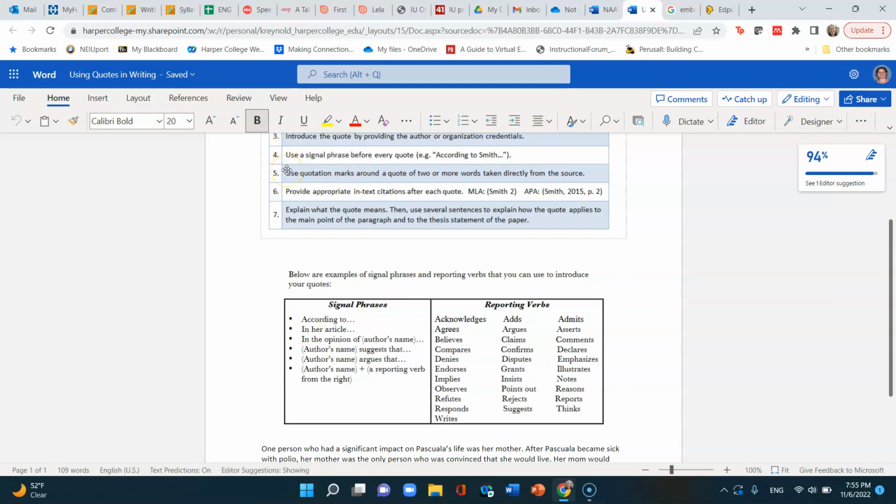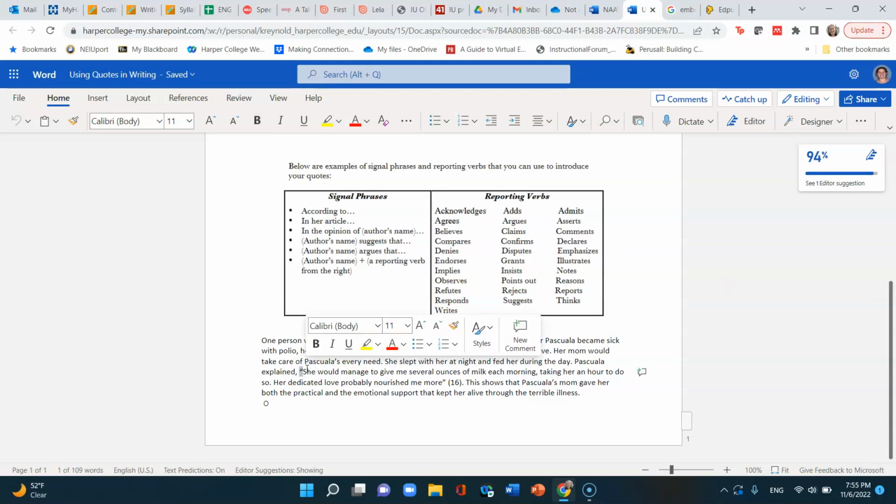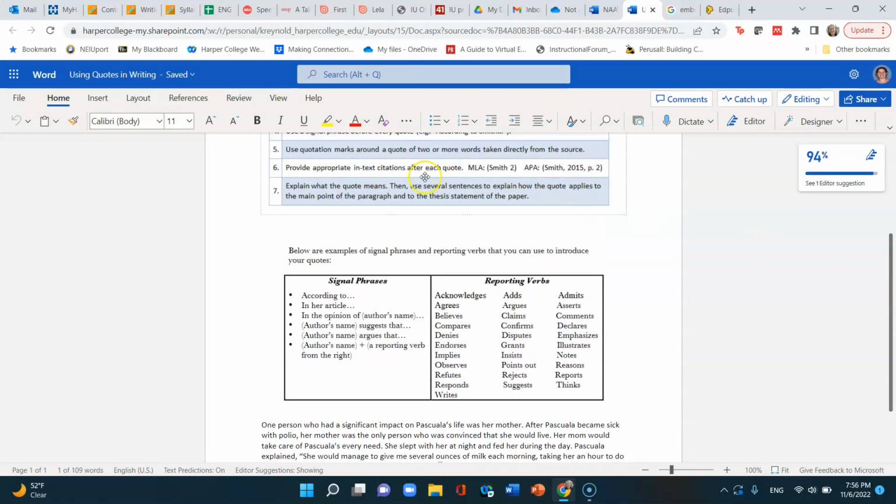All right, number 5, use quotation marks around a quote of 2 or more words taken directly from the source. So I'm now going to show what quotation marks look like in the example, and here they are. You can see the quotation marks at the beginning of the quote and at the end of the quote. So that makes sure we know which exact words are taken from the book. So remember, inside of the quotation marks would be the exact words from the book that you would copy, okay?